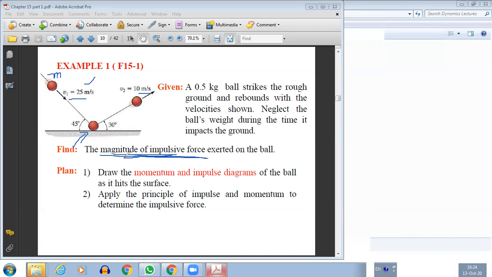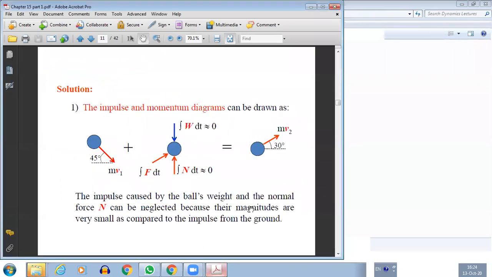So we see here that the ball is changing direction. Initially it was moving at a certain angle, and then it started moving at a different angle. We have two ways of solving the problem. One way is that we solve for the x component and the y component, then add them together to get the overall magnitude of the impulsive force. The other way is that we solve it in vector format, in one step.